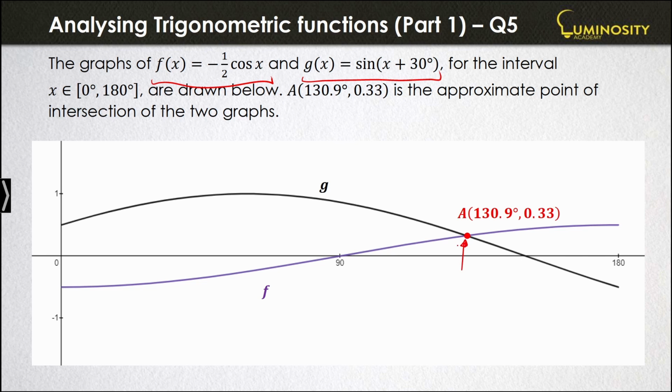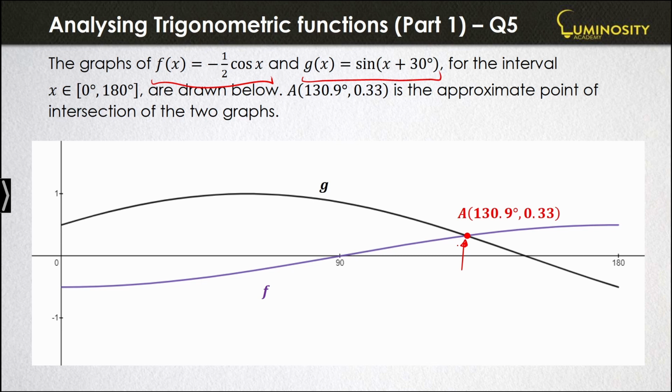Before we look at the questions, let's just analyze the functions. f of x equals negative half cos x. So cos x is the standard parent function. Because of the a value being negative a half, that tells us two things. First of all, because it's a half, it's a vertical compression, so the graph has been squished downwards by a factor of a half. And furthermore, because it's negative, it would have been reflected across the x-axis. We can see from the purple graph f that it does look like it's been reflected, because cos usually lies in the upper half when drawn.